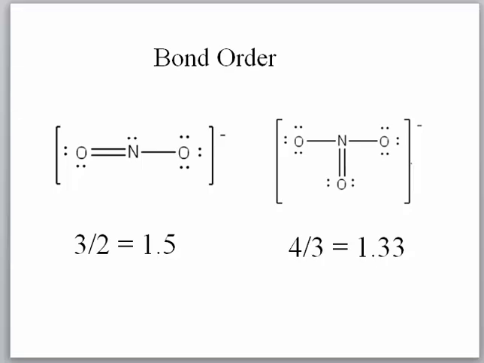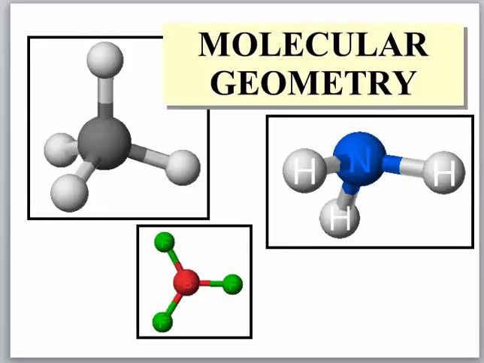This is another really good example. If you're comparing NO2 and NO3, you have resonance structures for both of these, but overall, you have a much stronger, much shorter bond in NO2 than you do in NO3. And you can support that with bond order.